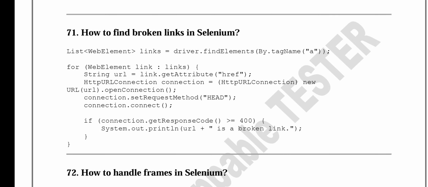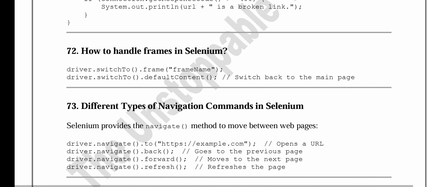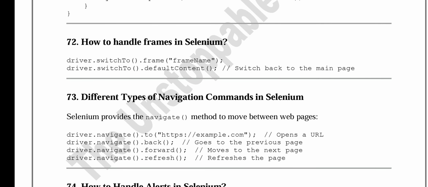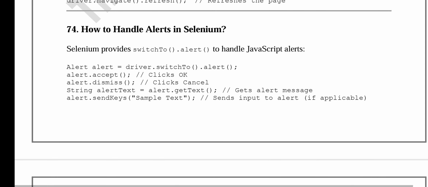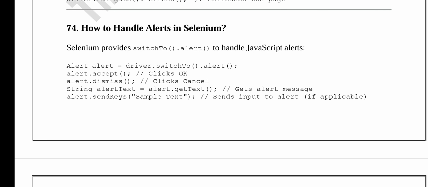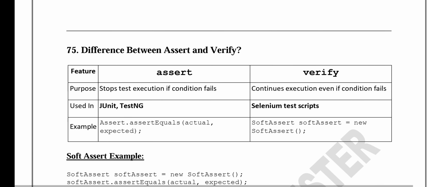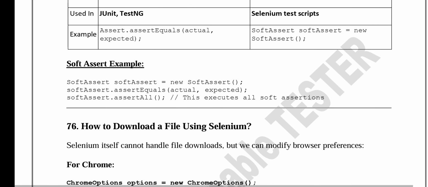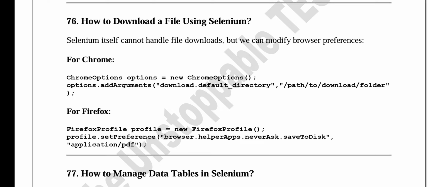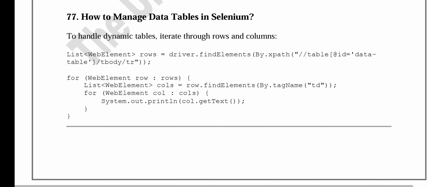How to find the broken links in Selenium? How to handle frames in Selenium? What are the different types of navigation commands in Selenium? How to handle alerts in Selenium? What's the difference between assert and verify? How to download a file using Selenium?